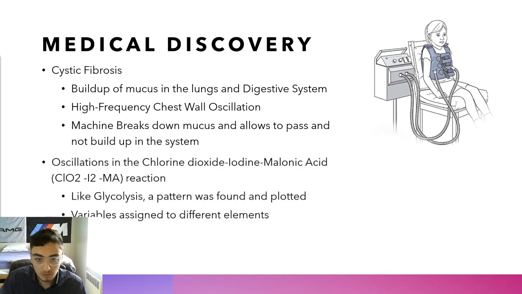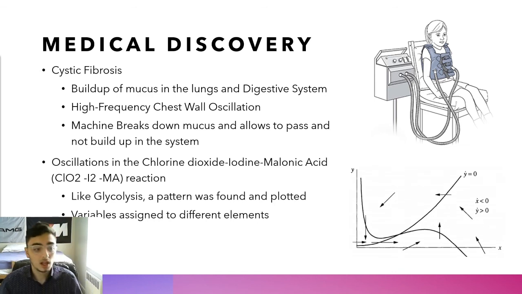And not only that, on a more relatable level to glycolysis, there are different breakdowns and reactions of elements that also incorporate oscillation. This is another example, with chlorine dioxide, iodine, and malonic acid, where just like glycolysis, they were able to take two different elements, assign them to X and Y, and plot them. This plot is similar to that of glycolysis. You can see that there's a little bit of a casing, and two null lines come together for a fixed point. It all comes together, and it becomes much more expansive.